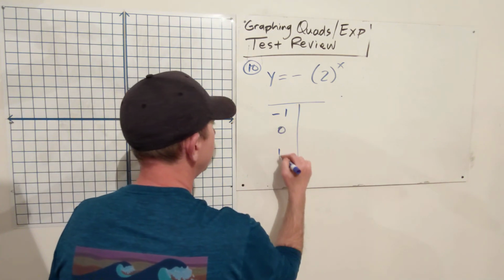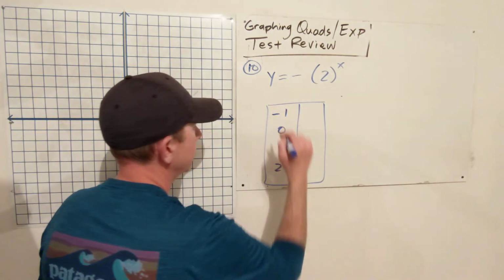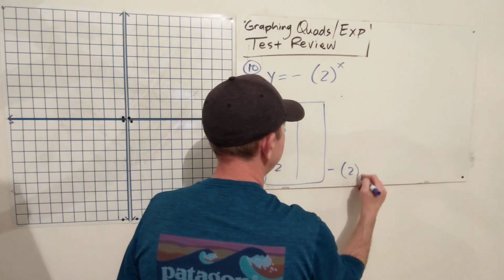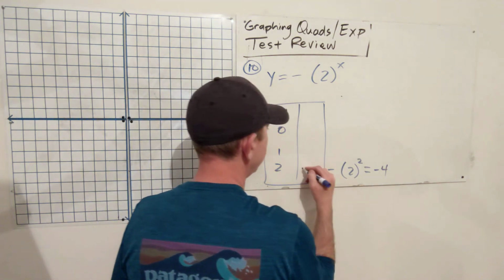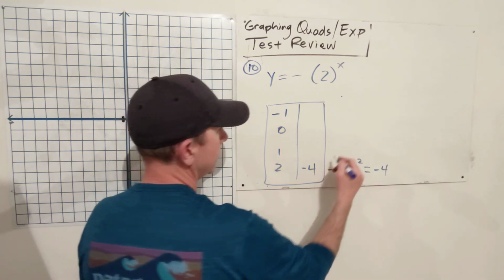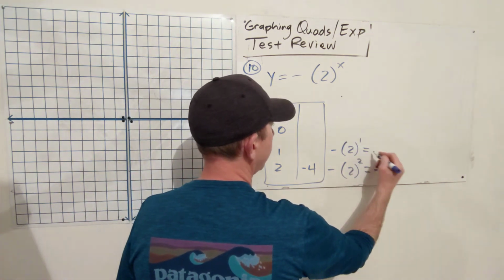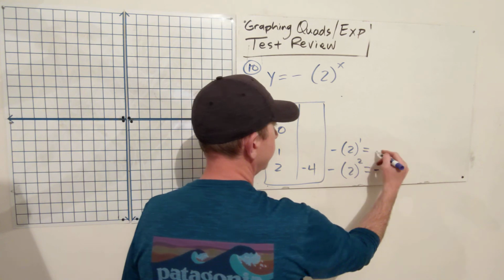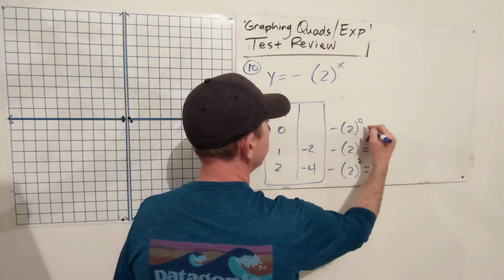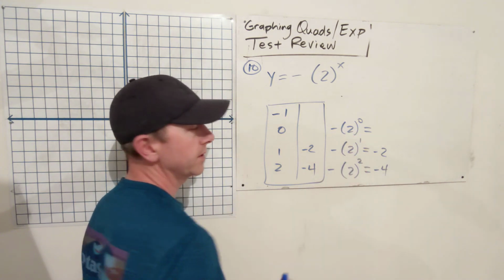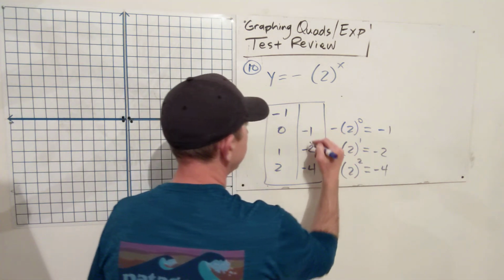So -1, 0, 1, and 2. Okay, we end up with negative times 2 squared. So the negative is outside the parentheses, so we get -4 right there. Same here, negative times 2 to the first power. That's a 2 times a negative, we get -2. Anything to the 0 power is not 0, it is 1. So we get -1 out of that.